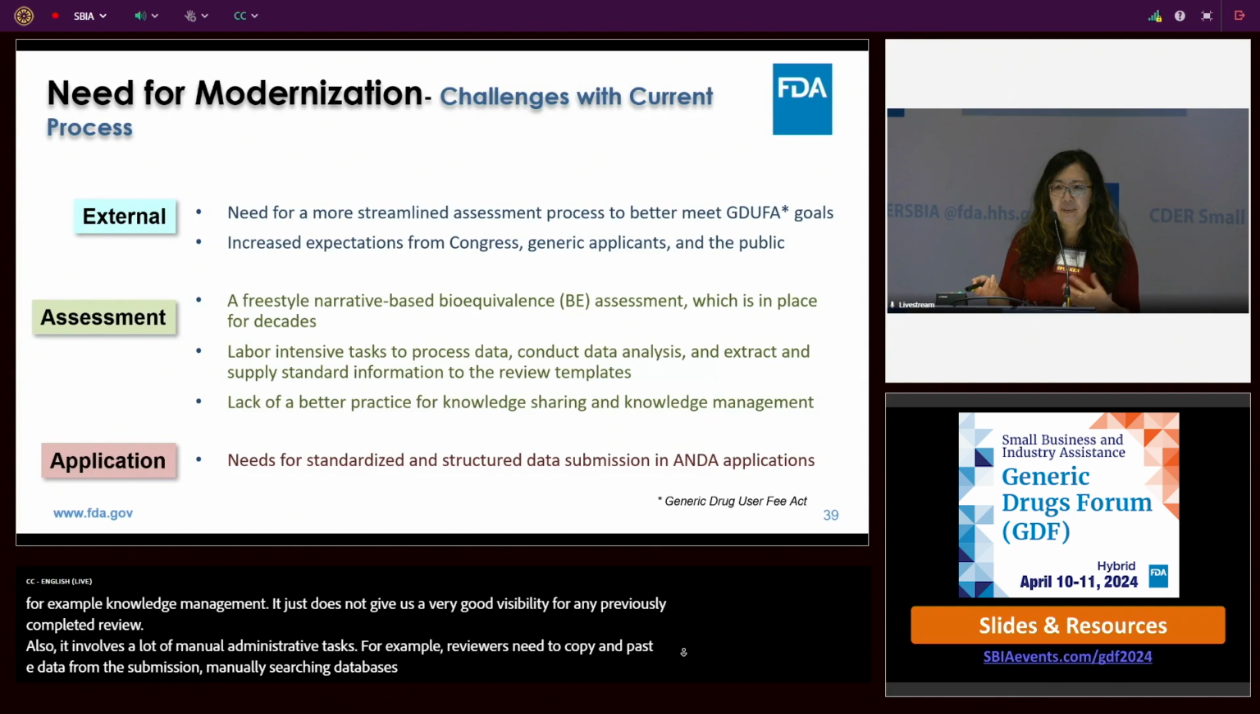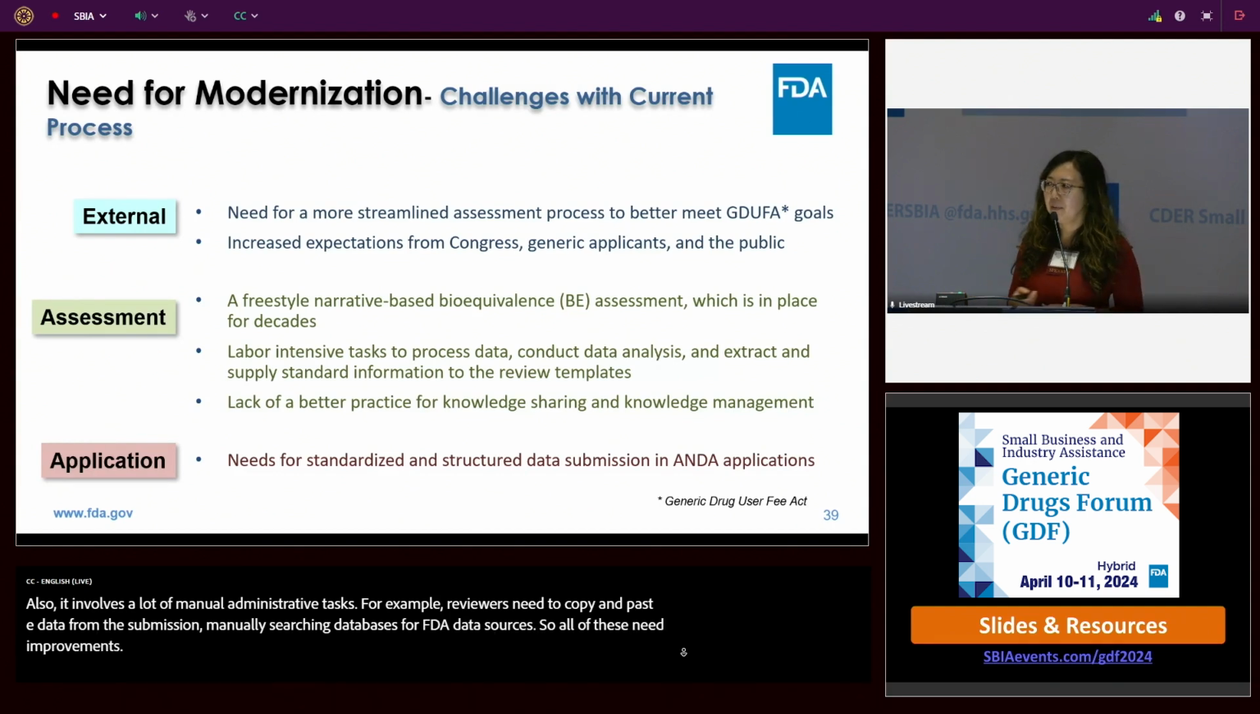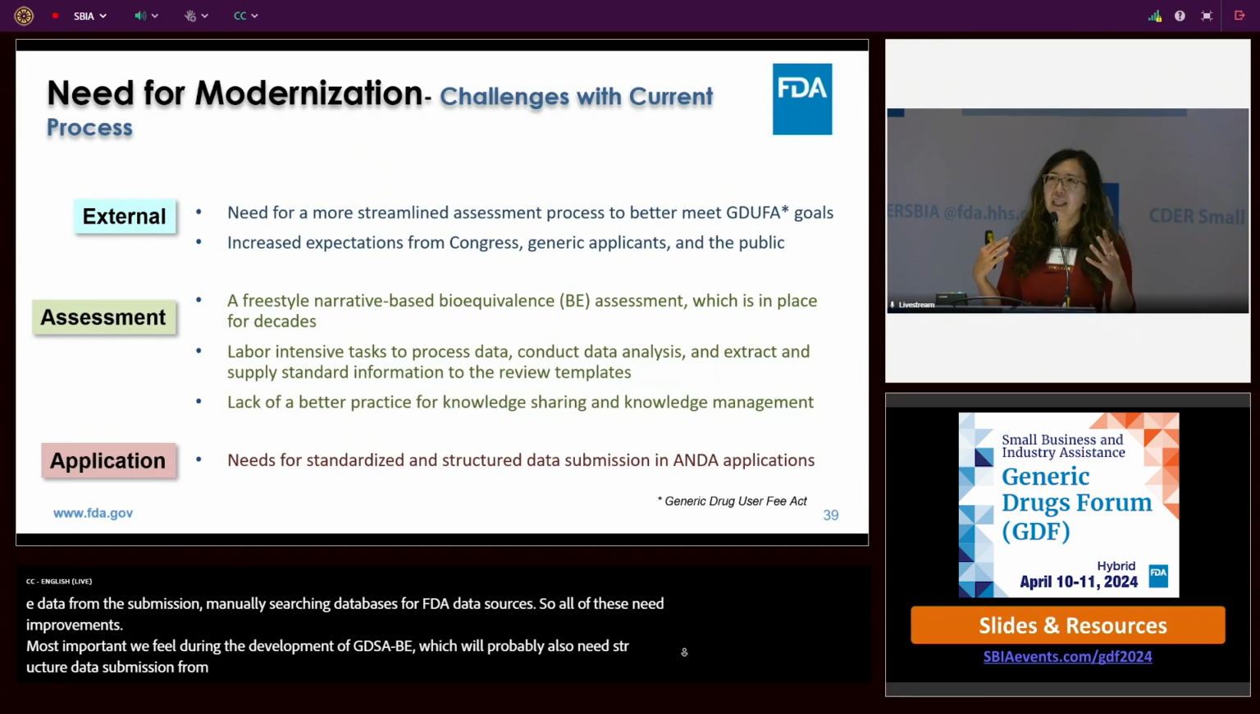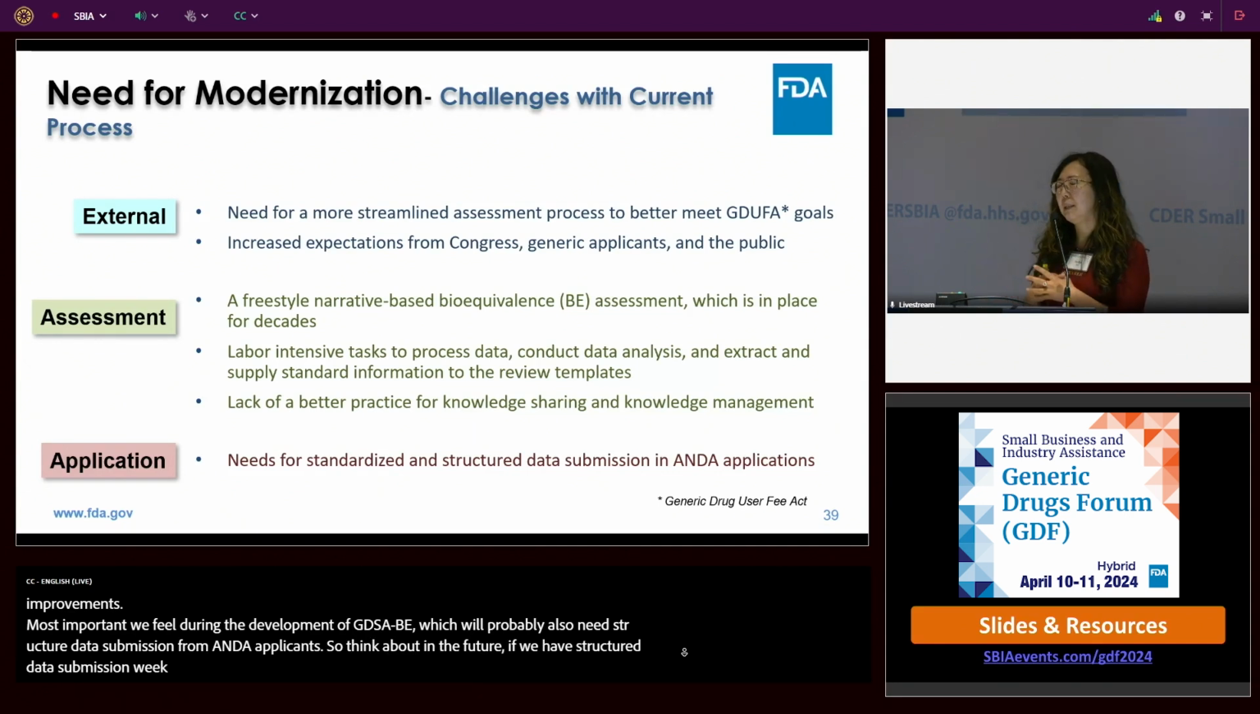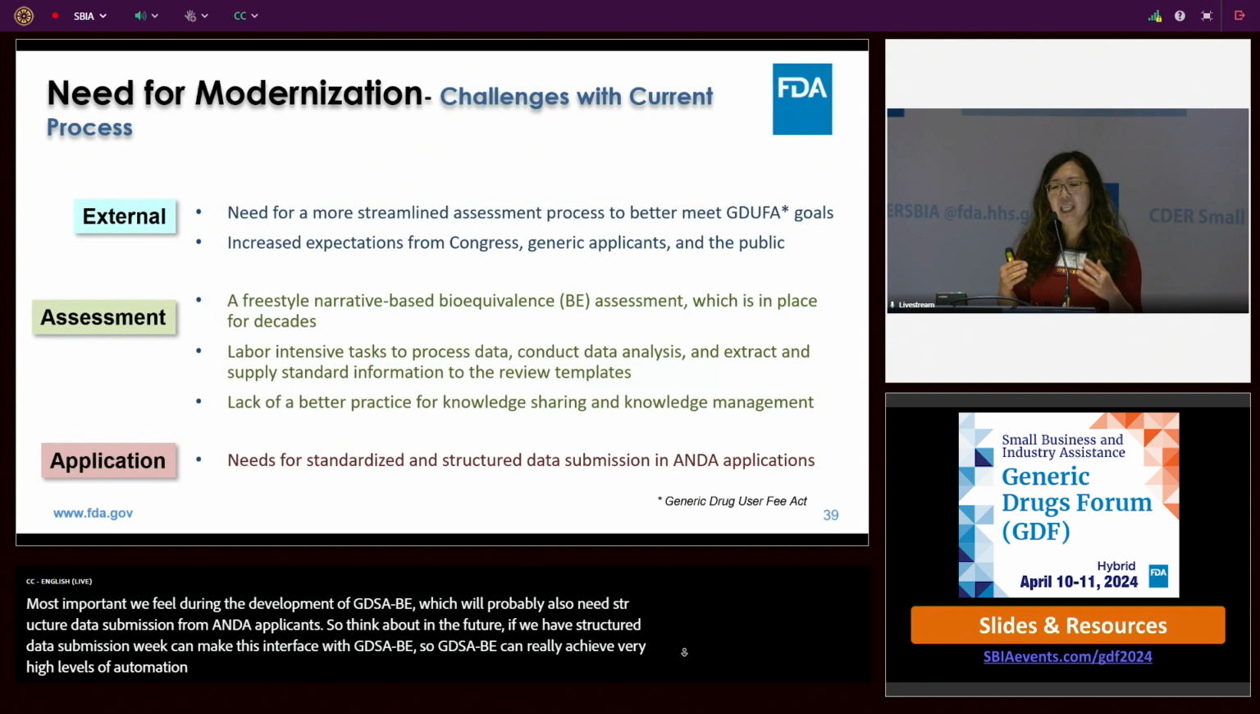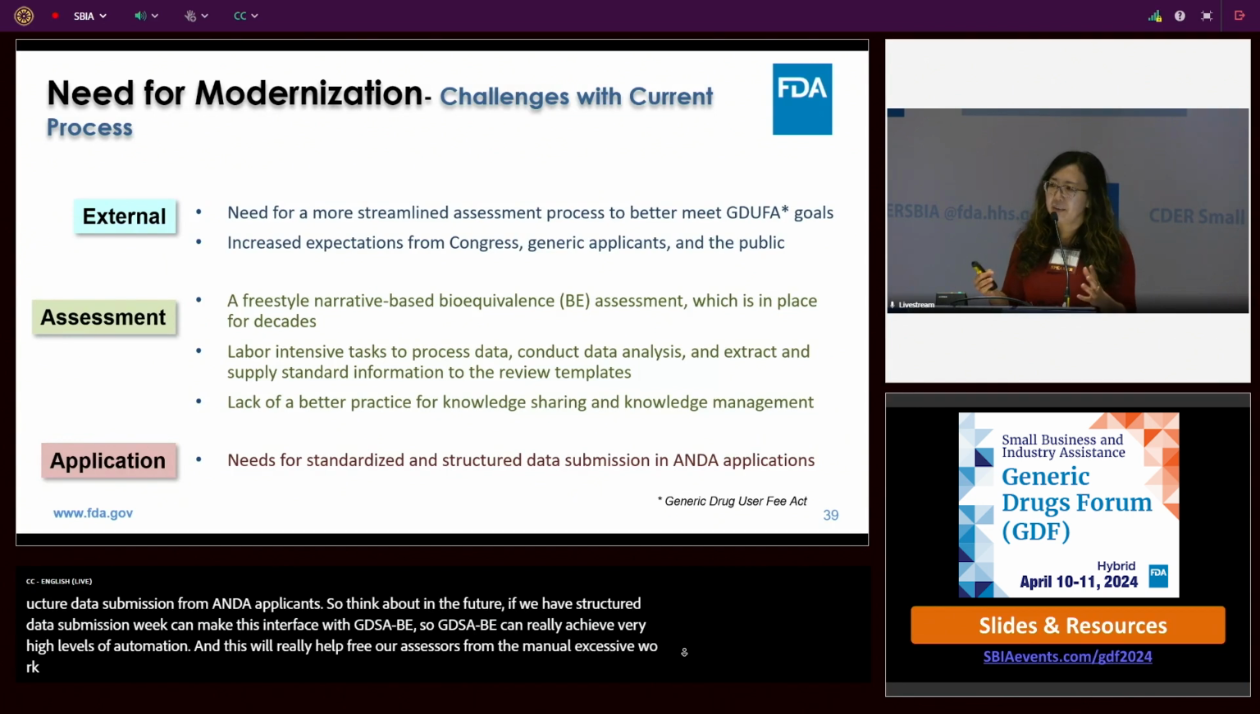And most importantly, during the development of GDSA-BE, we feel we probably also need structured data submission from ANDA applicants, okay? Think about it: in the future, if we have structured data submission, we can make it interface with GDSA-BE, so GDSA-BE can really achieve a very high level of automation, right? This will really help free our assessors from manual excessive work and allow them to focus on the areas that really require human intelligence and their professional expertise.